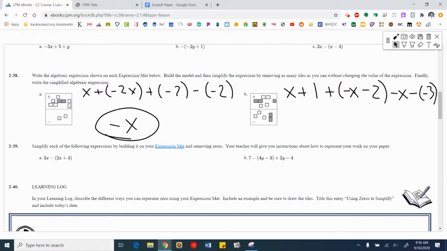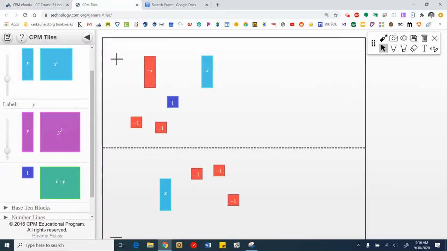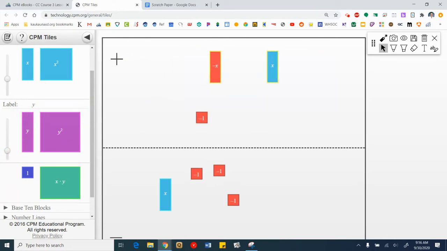All right, let's go ahead and simplify. Well, 1 plus a negative 1 cancels out. Negative x and x cancels out. So if I'm adding a 1 and I'm taking away a 1, these guys are going to cancel out.